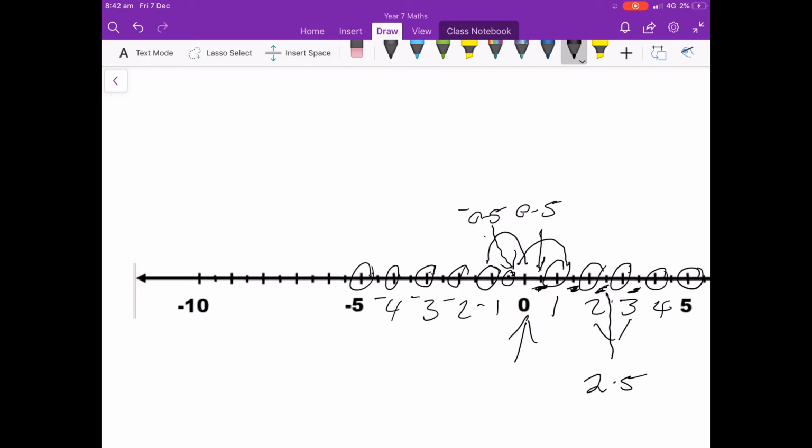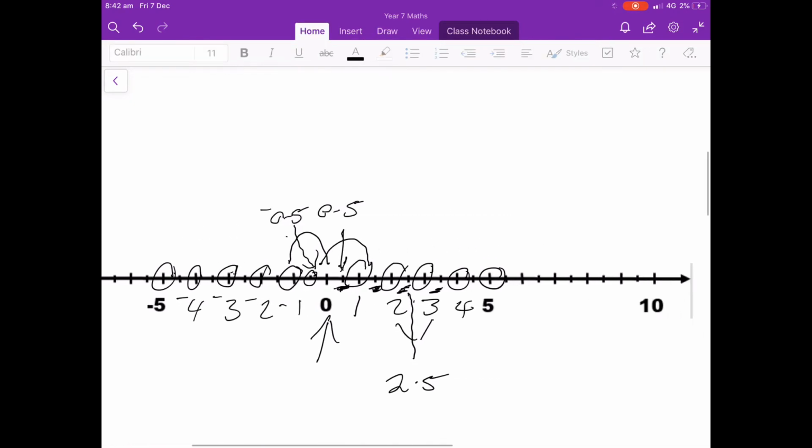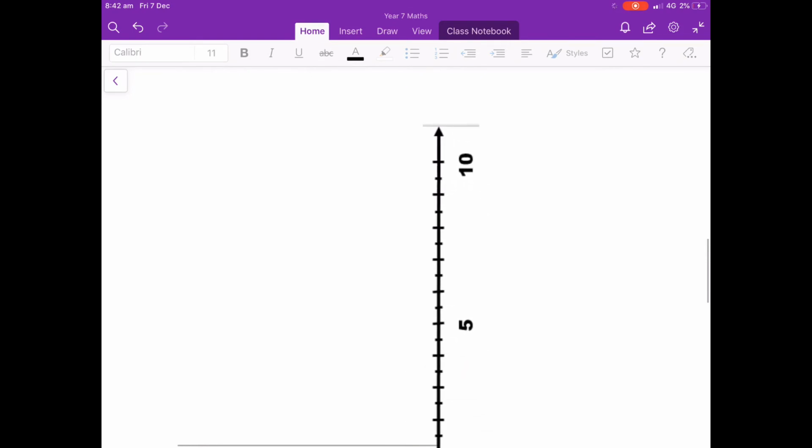So down here, we come down to the negative side. We've got our -10. Obviously, the big dash here would be -9. The small dash in between would be -9.5, between the -9 and the -10. Okay, now as I was saying before, why do we need number lines? So there's a number of reasons why we could use number lines.